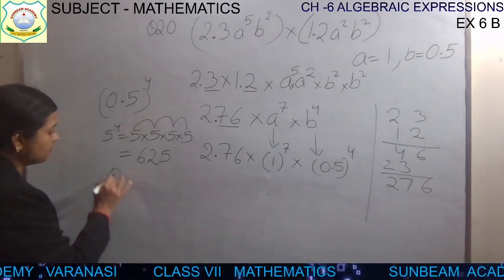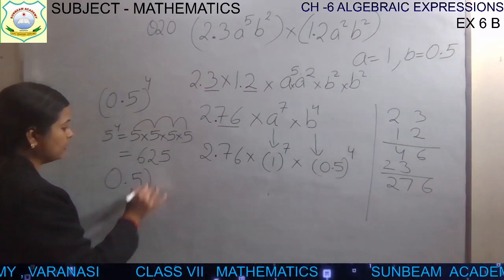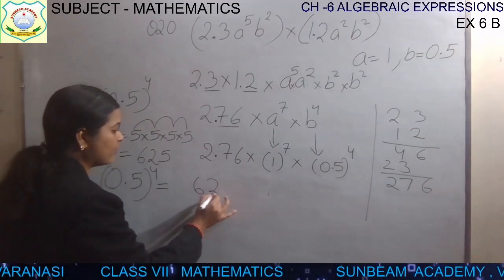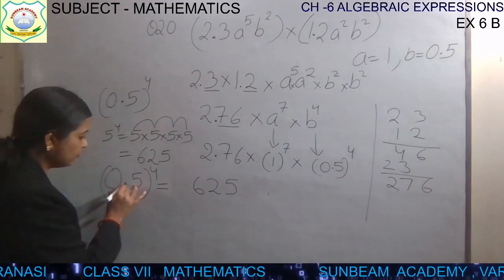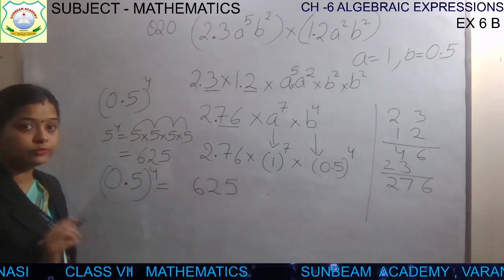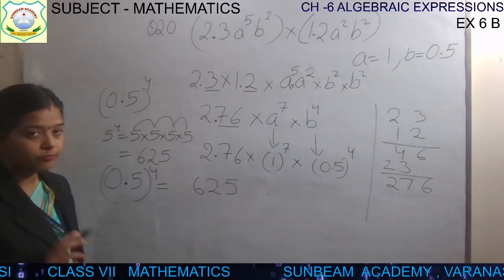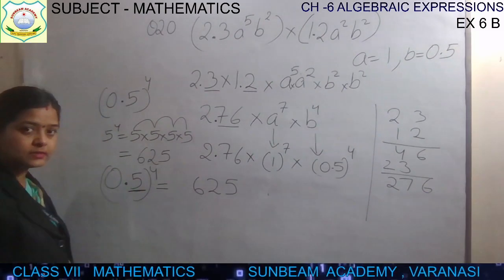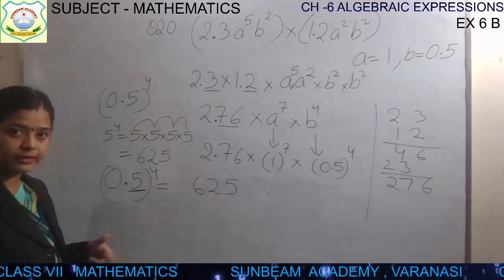But what we are multiplying children? 0.5 to the power 4 means answer will be 625 definitely. But if this decimal place will be there, we have to put this decimal also. And how many times we are multiplying this? 0.5, 0.5, 0.5, 0.5.